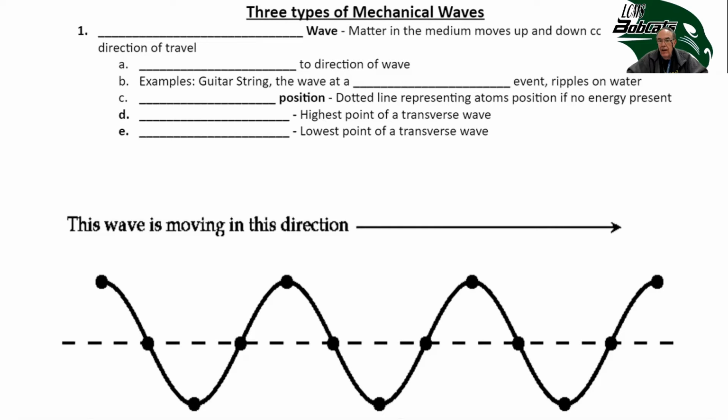Waves are classified by the way they move. So some waves move up and down, and we call those transverse waves, and some waves move back and forth, and we call those compression waves. So the way the wave moves is how they're classified.